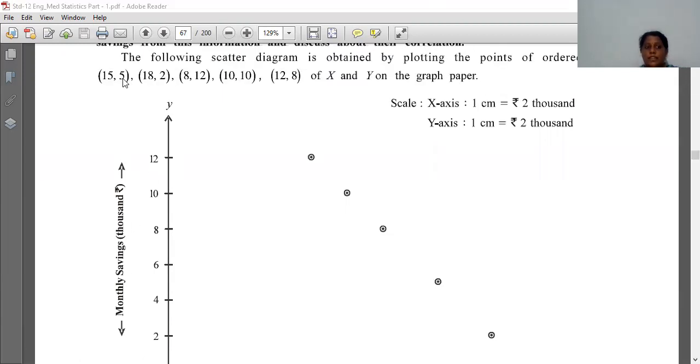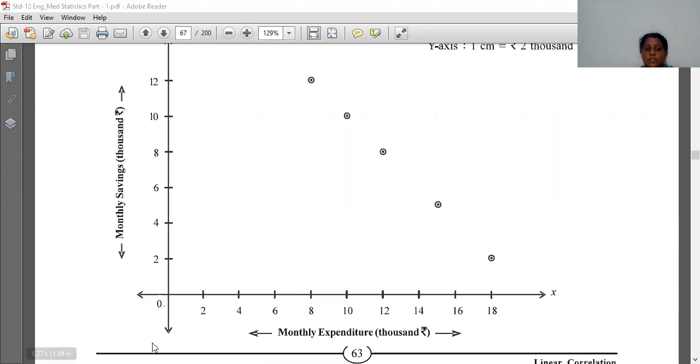That in on y-axis 5, 2, 12, 10, and 2, 8. So we will take a difference of 2. See here on y-axis rupees 2,000 difference. 1 centimeter equals 2,000. Scale is also necessary. Then on x-axis 15, 18, 10, 8, 10, 12 like this. So we'll take the difference of 2, 2, 4, 6, 8, 10, 12 like this. And we will plot a point.